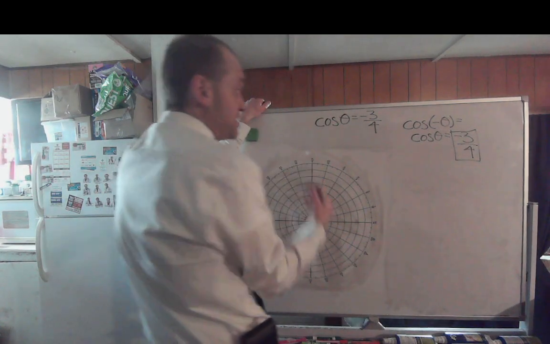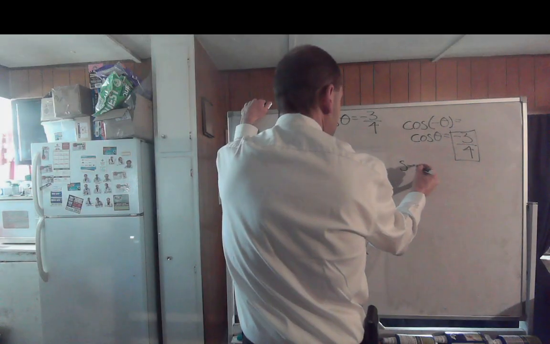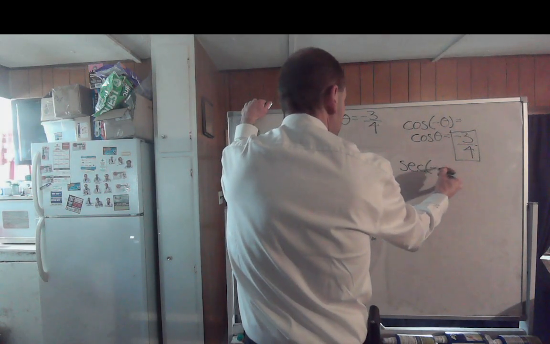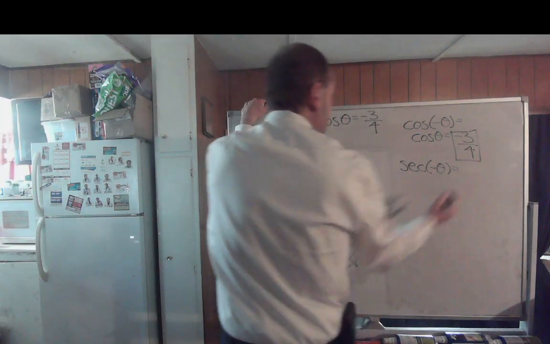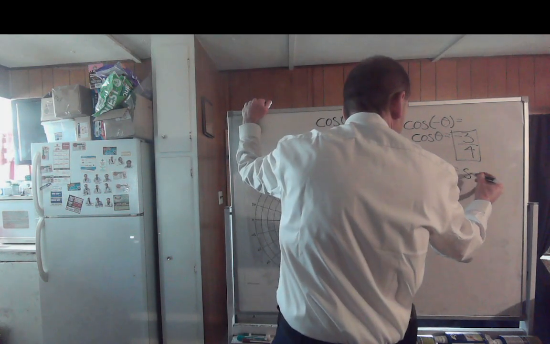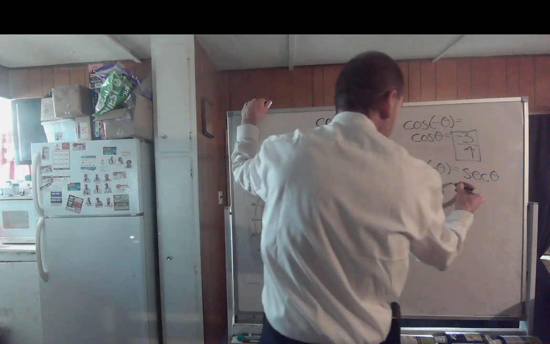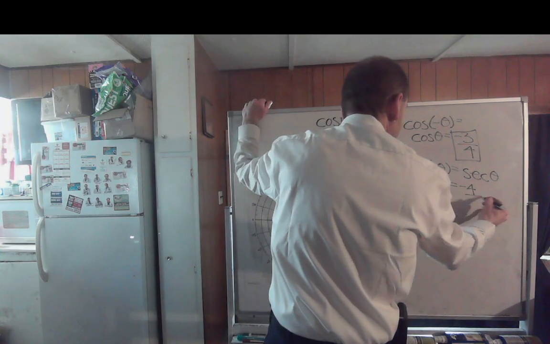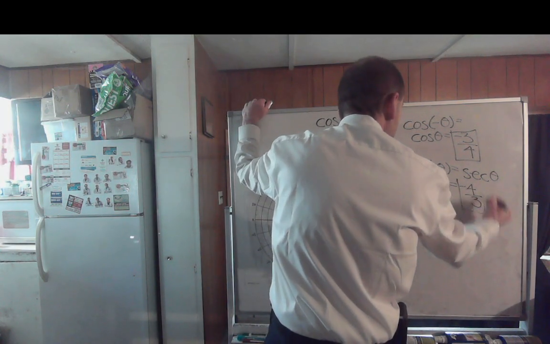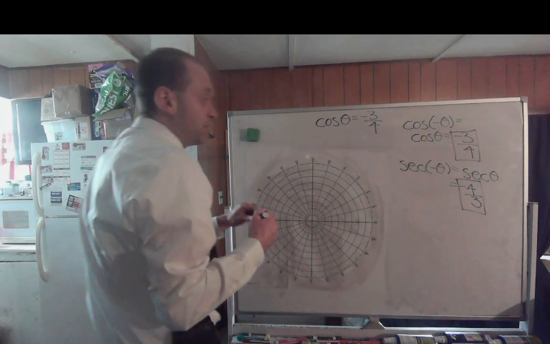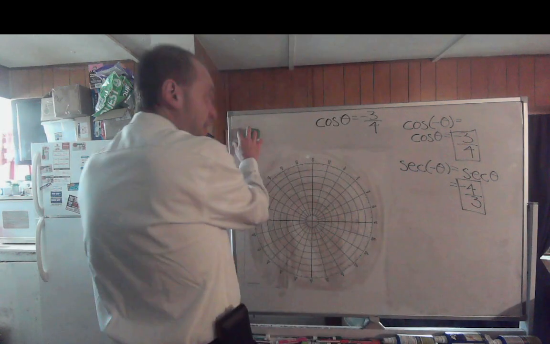Now let's find the secant of negative theta. So the secant of negative theta, that's the same as just the secant of theta, and the reciprocal of negative 3/4 would end up being negative 4/3. So the secant of negative theta would become negative 4/3. Easy enough, right?